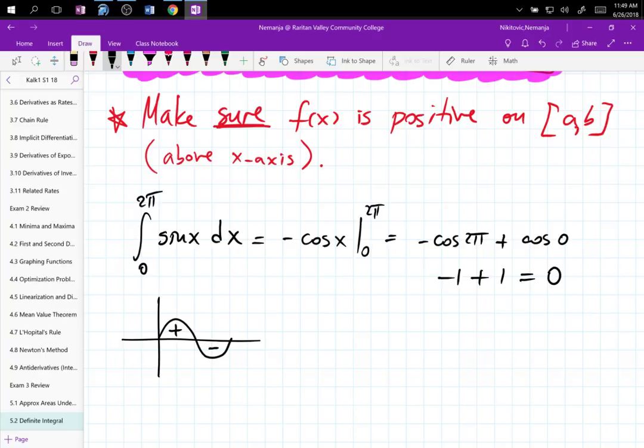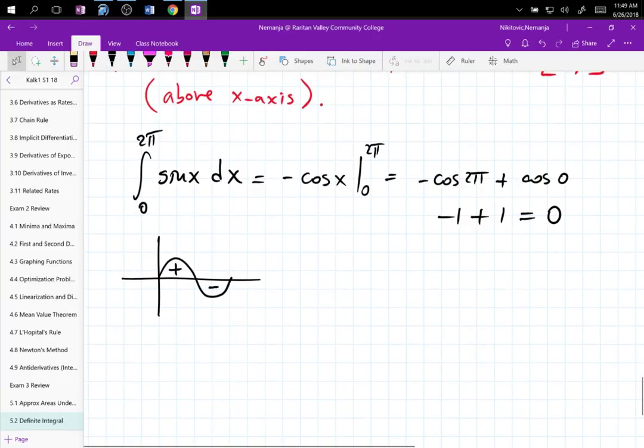Because they just add to 0. Now, this can be fixed, right? But see, it requires the knowledge of functions. And you have to be very careful that your functions are not dipping below the x-axis. So your job, not just for sine function, for all functions under the sun, is to know if they dip below the x-axis, to split them and then put the absolute value on every integral that is below the x-axis.